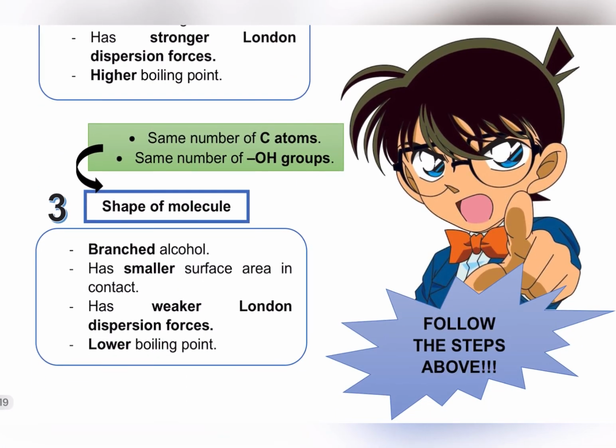Now we focus on the last factor, which is the shape of the molecule. For the shape of the molecule, for example, you have a branched alcohol. A branched alcohol has a smaller surface area in contact. If you have a smaller surface area in contact, your alcohol will have weaker London dispersion forces, hence a lower boiling point. So this third factor refers to the same number of carbon atoms and the same number of OH groups.